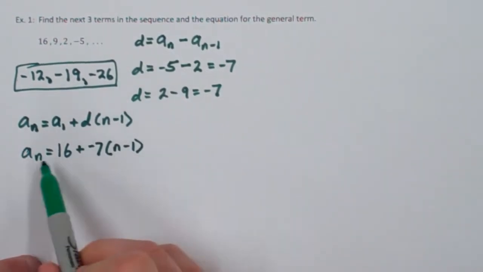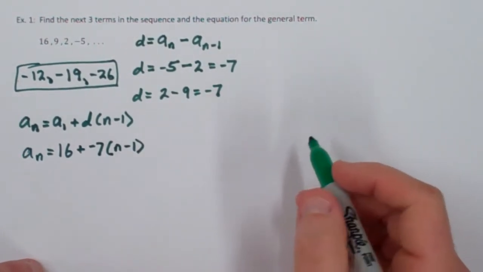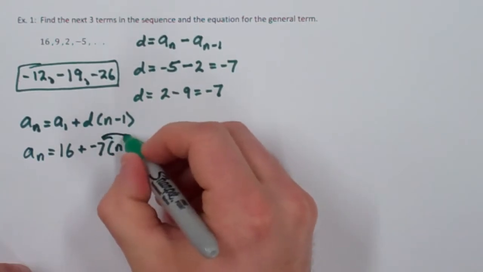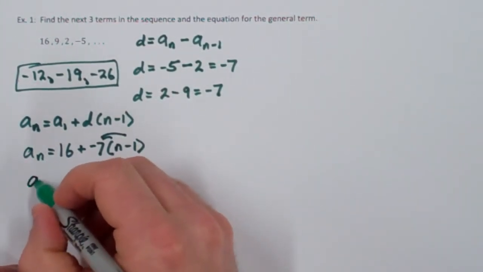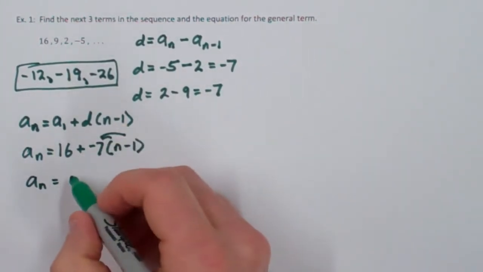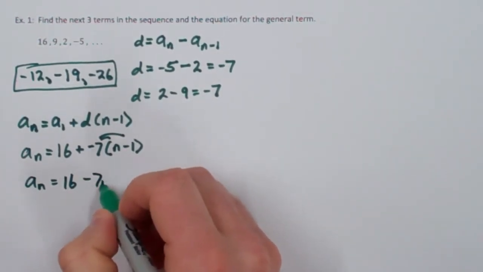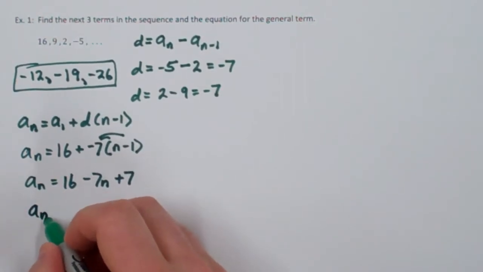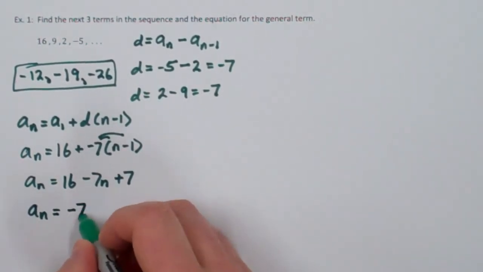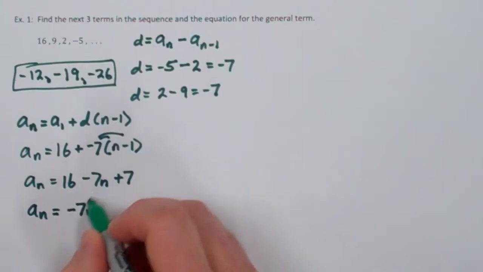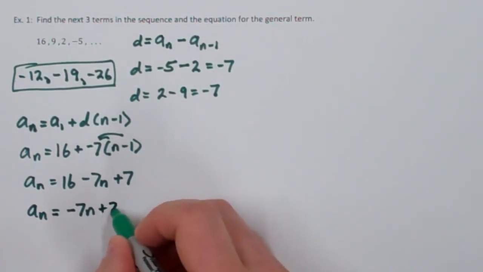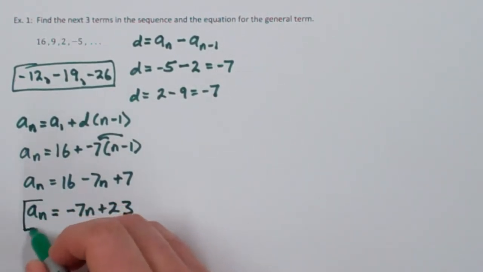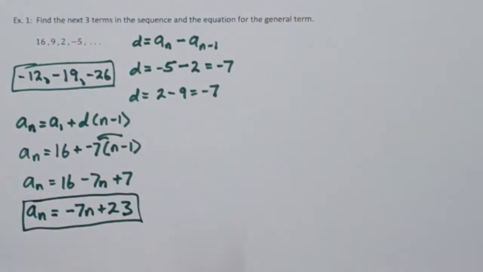You could leave it like this. I think it's a little bit nicer to clean this up. And so we could do the distributive property, and a sub n then will be 16 minus 7n plus 7. A sub n then, if we rearrange our terms and combine like terms, we've got negative 7n, and then 16 and 7 is 23. So this would be a nice cleaned up version of the general term.